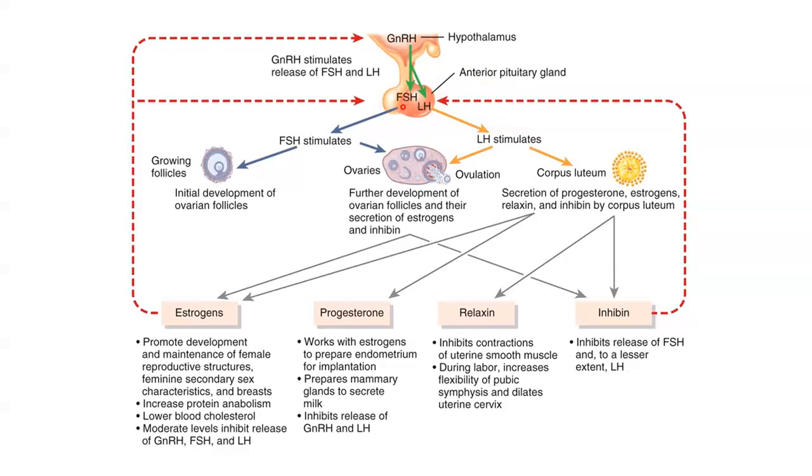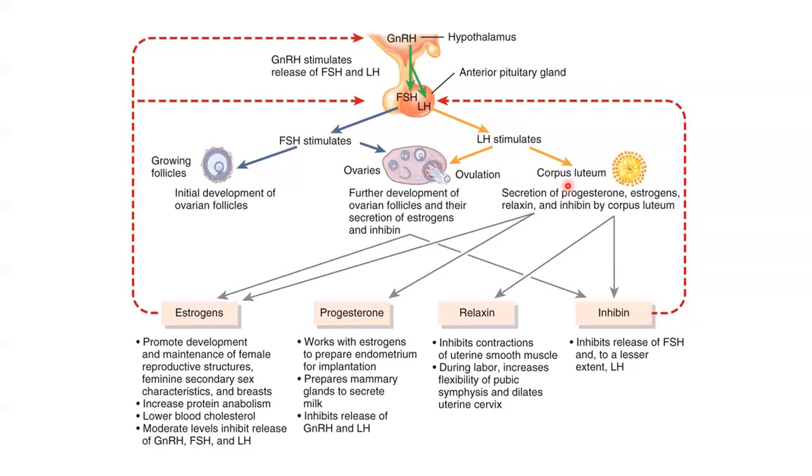Follicle stimulating hormone, as the name somewhat suggests, stimulates follicular growth and development. Our luteinizing hormone also stimulates development of the follicles, and both of these hormones stimulate the follicles to secrete estrogen. Now, midway through the female reproductive cycle, luteinizing hormone, which we'll talk about shortly, will trigger ovulation. Once ovulation occurs, the follicle that's left behind becomes the corpus luteum.